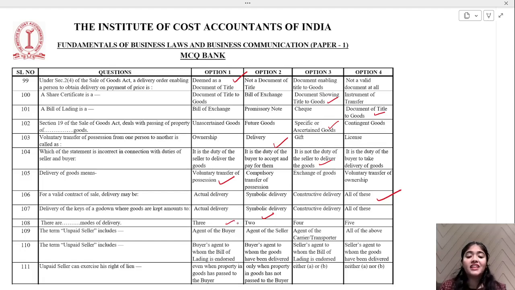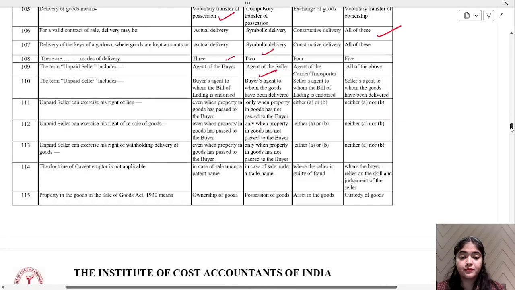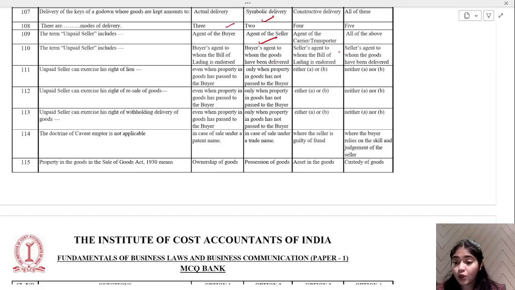The term unpaid seller includes agent of buyer, agent of seller, agent of carrier transport, all of the above. Agent of the seller, not buyer. Right, 1 minute, let me scroll a little. Yeah, the term unpaid seller includes buyer's agent to whom the bill of lading is endorsed, buyer's agent to whom the goods have been delivered, seller's agent to whom the bill of lading is endorsed, or seller's agent to whom the goods have been delivered. Tell me which of this is correct. Option number 3, seller's agent to whom the bill of lading is endorsed.